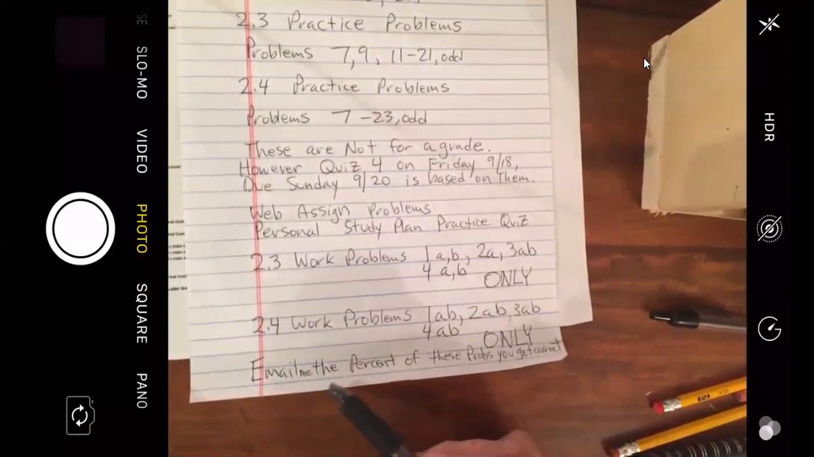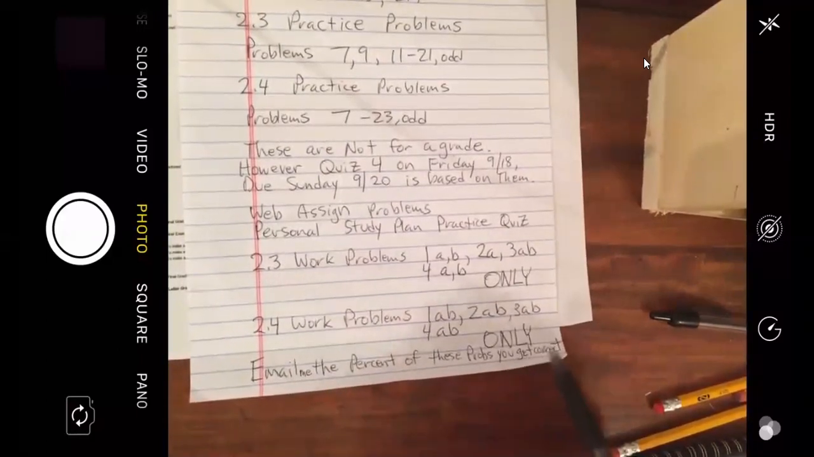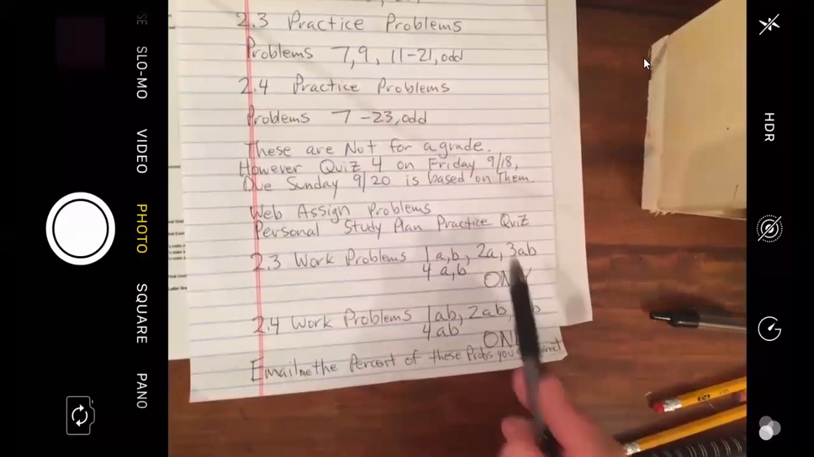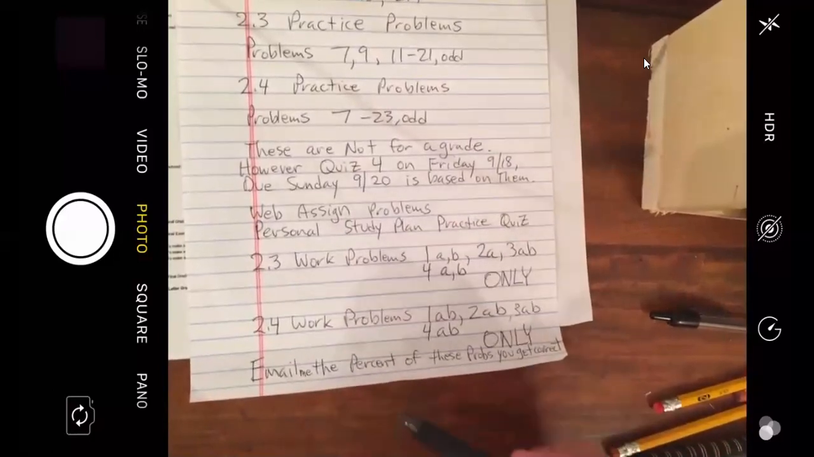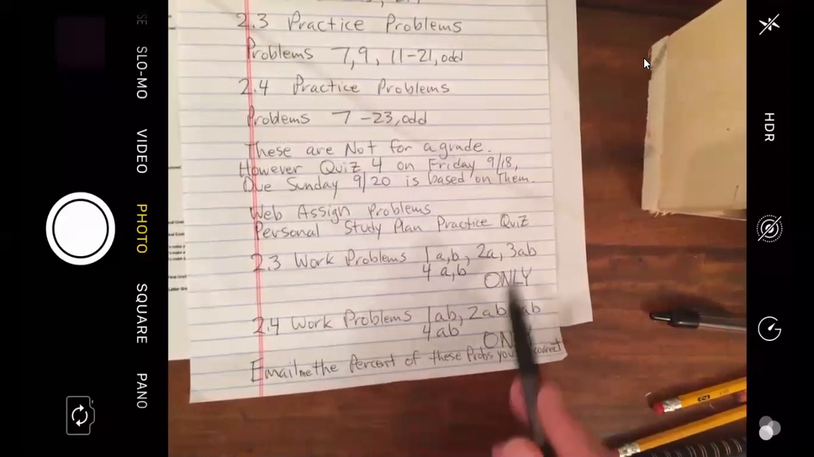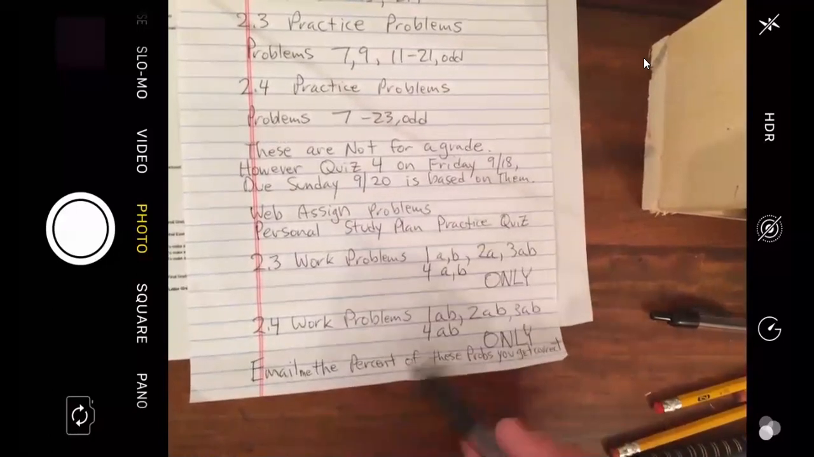You can just email me the percent of these problems you get correct. Just send me an email. Get them all right, 100%. This one, 7 out of 8, we'll get the percent. Just email me the percent you get right.